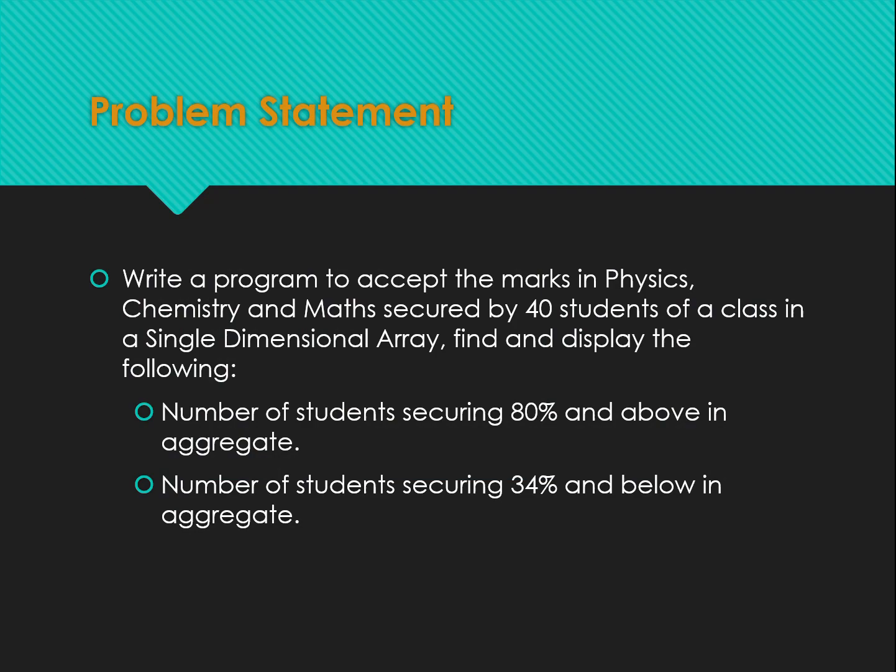The task is to accept marks for 40 students in 3 subjects. We'll use arrays to store these marks and calculate total and percentage for each student. Based on the percentage, we'll keep a count of students who scored above 80% and those who scored 34% or less. Finally, we'll display these counts.